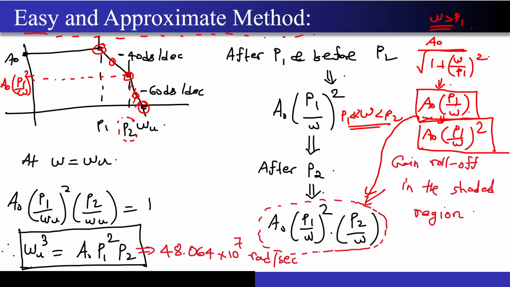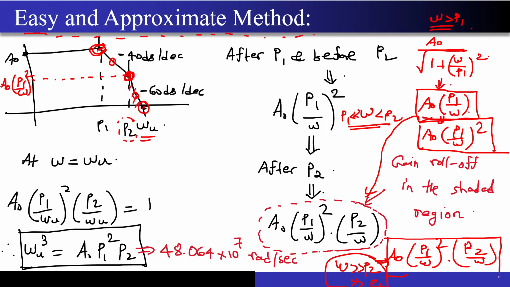Now remember, the A naught in this expression was the gain at which the pole had actually occurred. The gain at which the pole P2 is occurring is actually nothing but A naught into P1 by omega, the whole square. Correct? Now when I multiply P2 by omega with this particular quantity, this is how my gain will be approximately rolling off for the frequency which is much greater than P2, and of course much greater than P1 as well. And somewhere here your omega UGB will occur. So this expression will hold approximately true given my omega is much greater than P2 and much greater than P1.